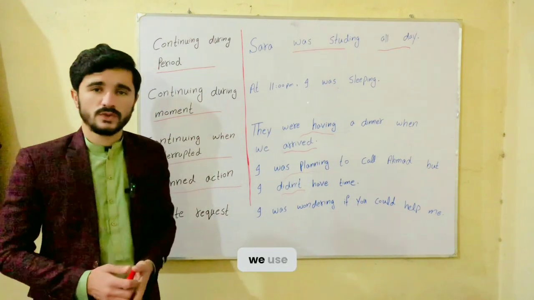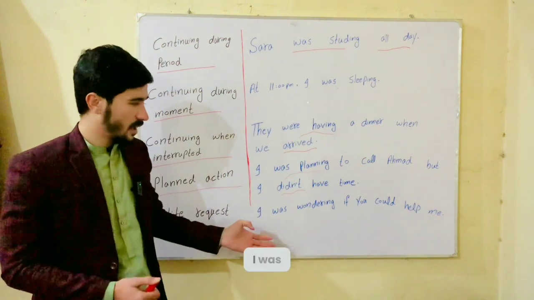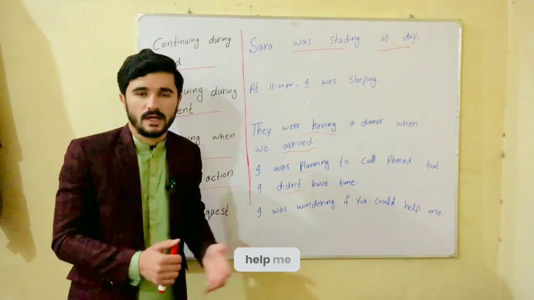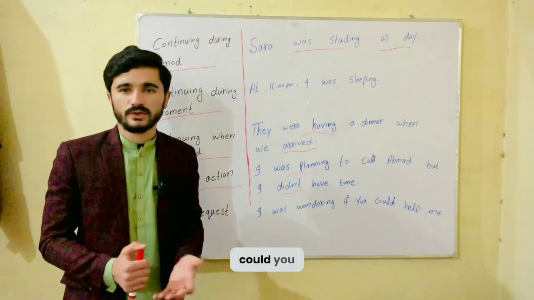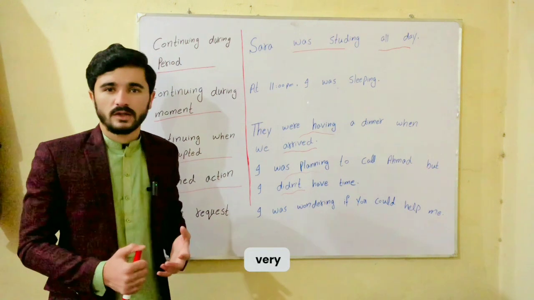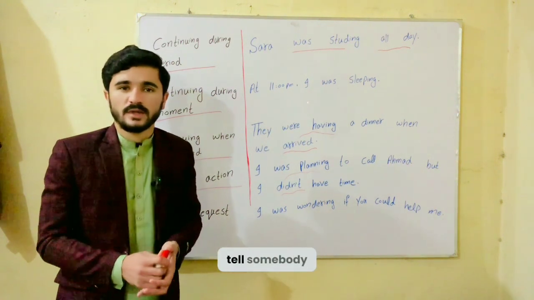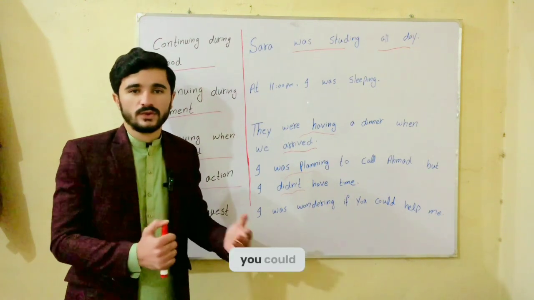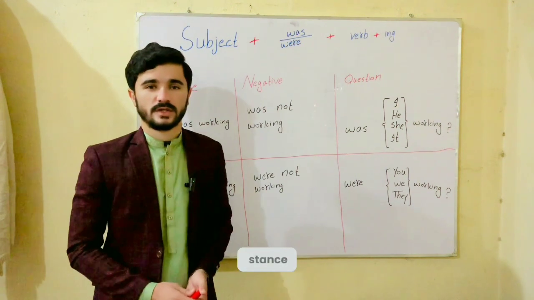And the last one we use for a polite request, for example, I was wondering if you could help me. We can also say, can you help me, could you help me. But this is a very impressive and very polite request when you tell somebody, I was wondering if you could help me.